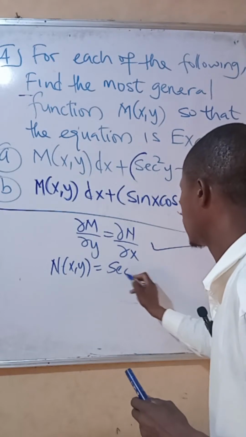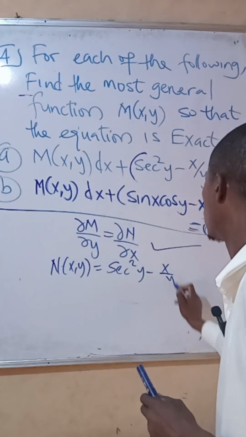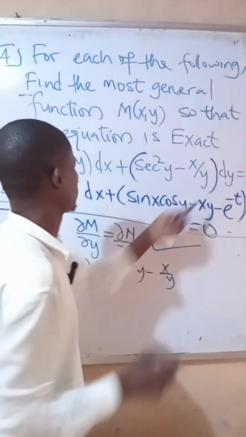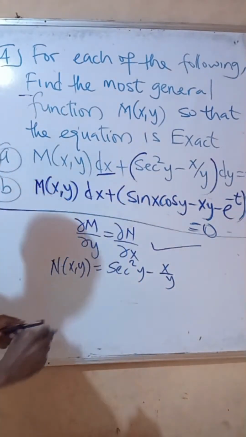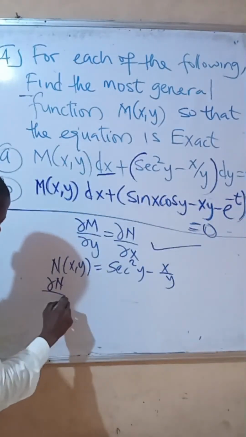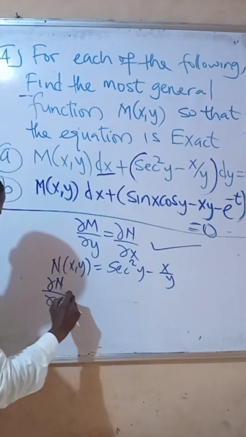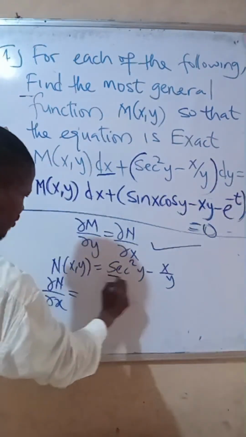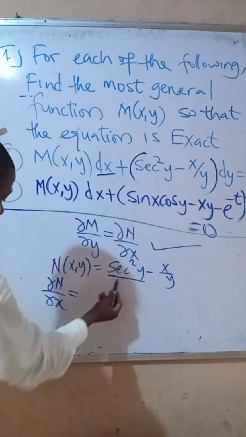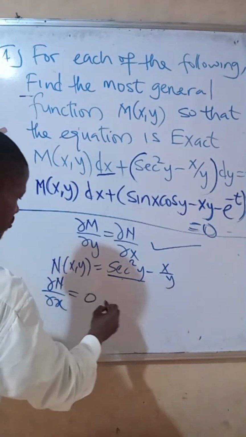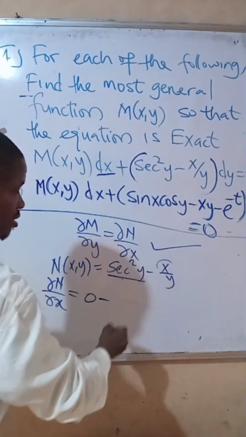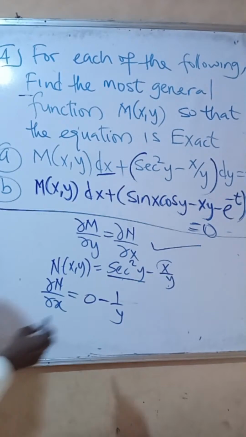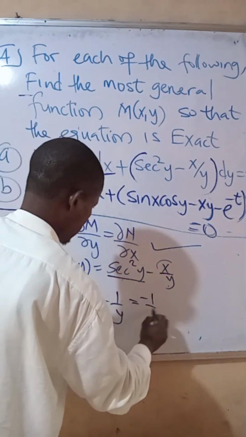Sec squared y minus x over y. That's my N. And you're going to differentiate that N with respect to what? To x. So I'm going to do the partial of N with respect to x. Here, this one is a constant, that's 0 there. Then this will be minus, just do this one, 1 over y. The y is the constant. So we have minus 1 over y.